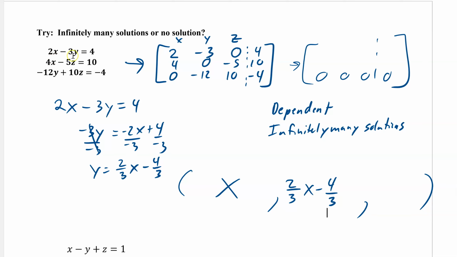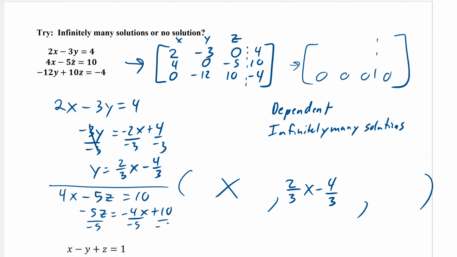And our second equation has x and z. So what we're doing is solving each letter in terms of x. So now we move that over. So it's negative 5z equals negative 4x plus 10. Divide by negative 5. And so z equals 4/5 x minus 2. And so there you have it. This is now an equation that we can use to plug in any x value, which would give us every single solution to this system.